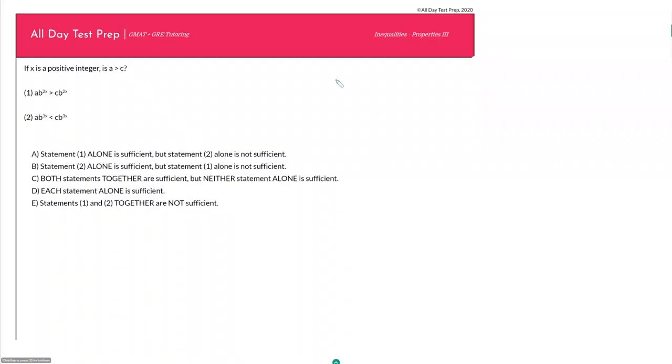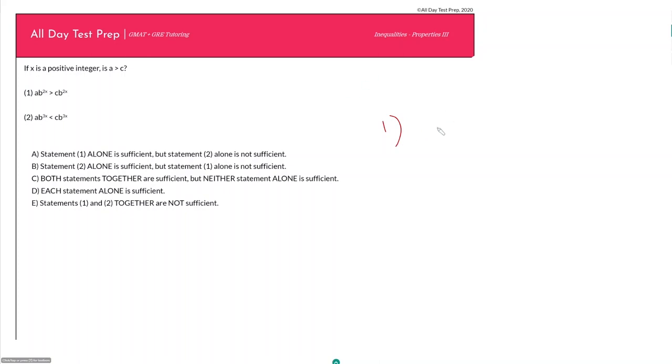GMAT all day. Continuing where we left off, let's do one more problem talking about inequality properties. This question says, if x is a positive integer, is a greater than c? So here, again, I have no choice but to look at the statements. They give me some information about x, and then they ask me about a and c, and I don't even know what a and c are. So hopefully the statements will tell me.